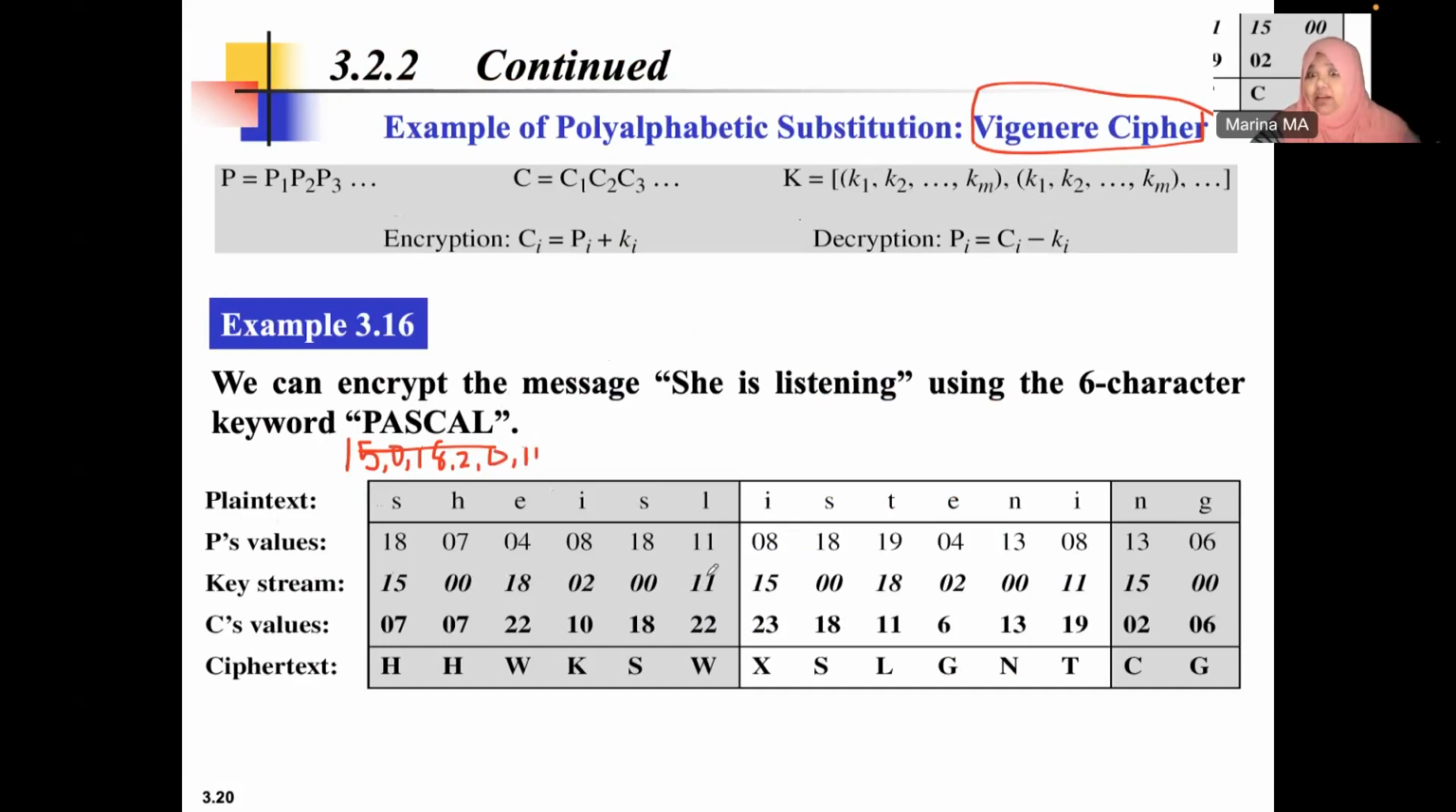But you have she is listening, a long plain text, and your key is only Pascal, 5 alphabets. So what you do is repeat the key until it matches the last alphabet in your plain text. So Pascal, Pascal, Pa. You cannot have 3 Pascal. You have 2 full Pascal, and only PA, because your text is only she is listening.